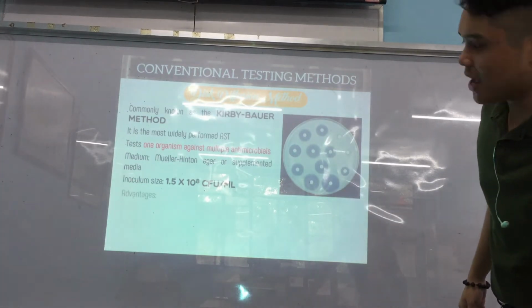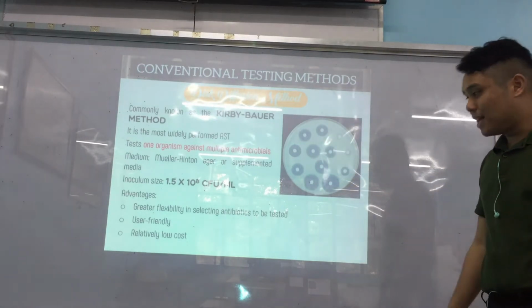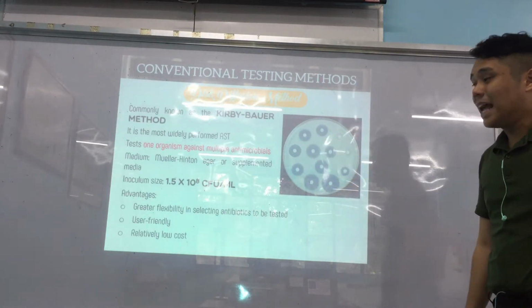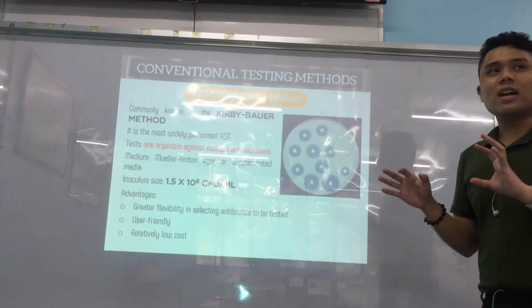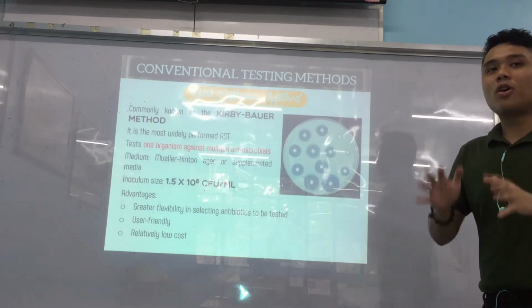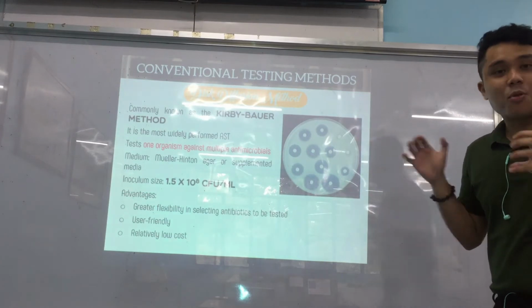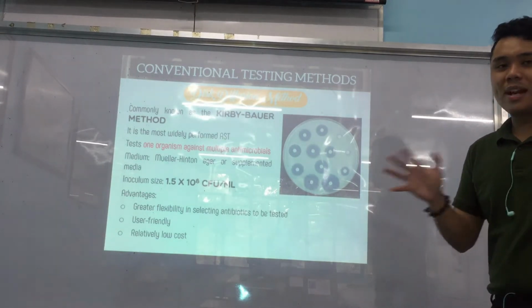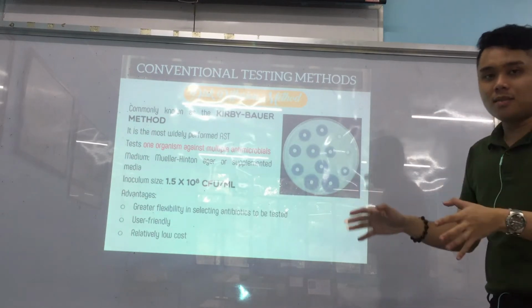Now, the advantages of this diffusion method: it has greater flexibility in selecting antibiotics to be tested. Because again, it uses a lot of antibiotics. So for one organism you can use one set of antibiotics, and for another organism, another set, depending on which antibiotics work against the organism. So it's really flexible, and you can test many antibiotics against the organism.